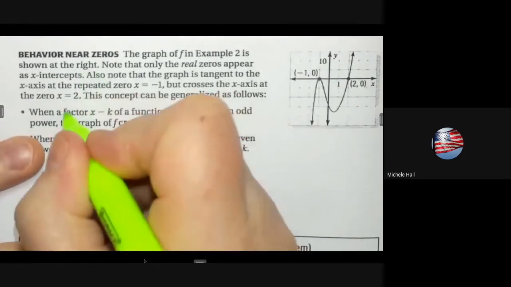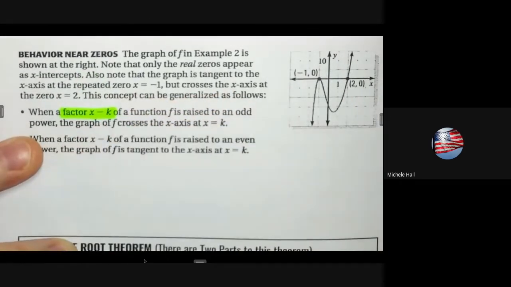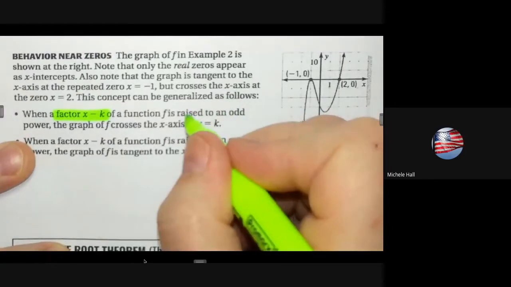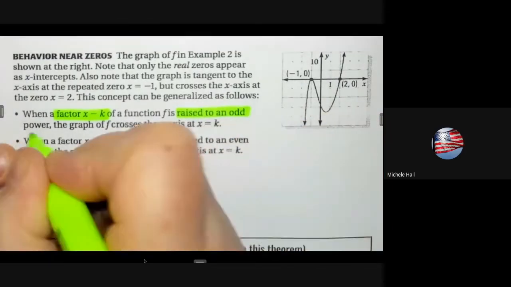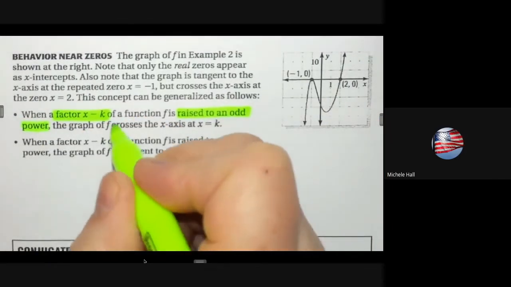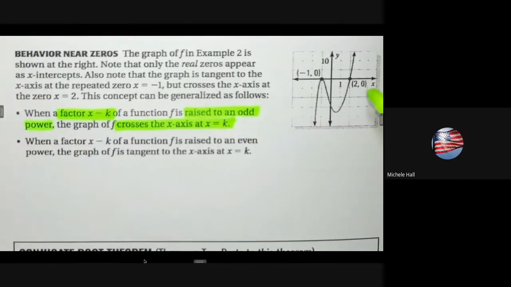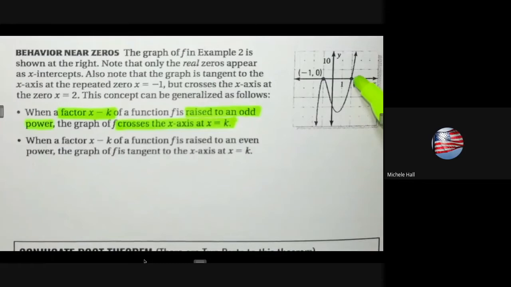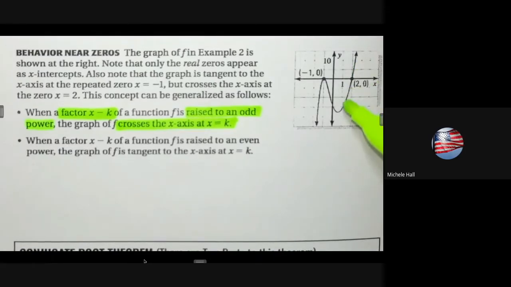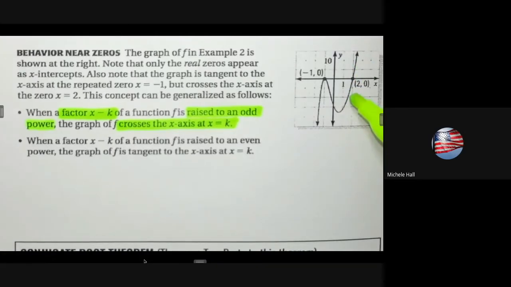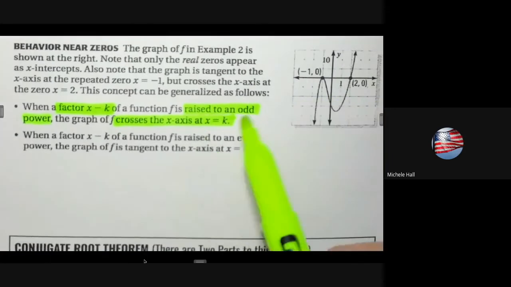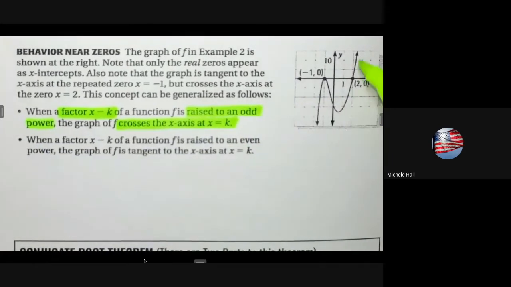When we have a factor, x minus k, and it's raised to an odd power, it crosses the axis at that k number. So here we see that at 2, it's crossing through the x-axis. That means there would be an odd number of solutions for this. It could be just 1, it could be 3 2s, but it's odd. It's being raised to an odd power, therefore it's crossing the x-axis.